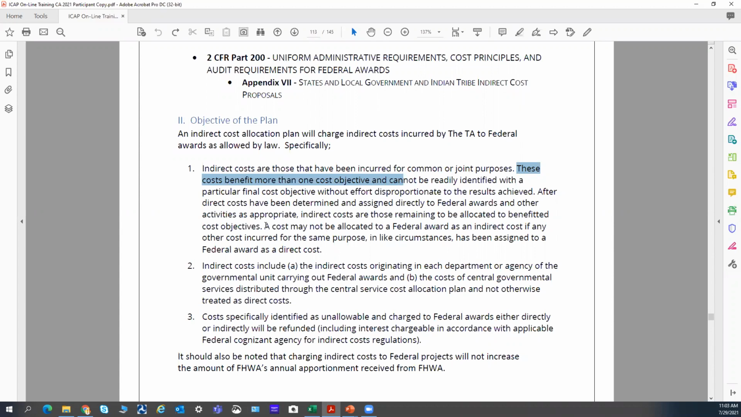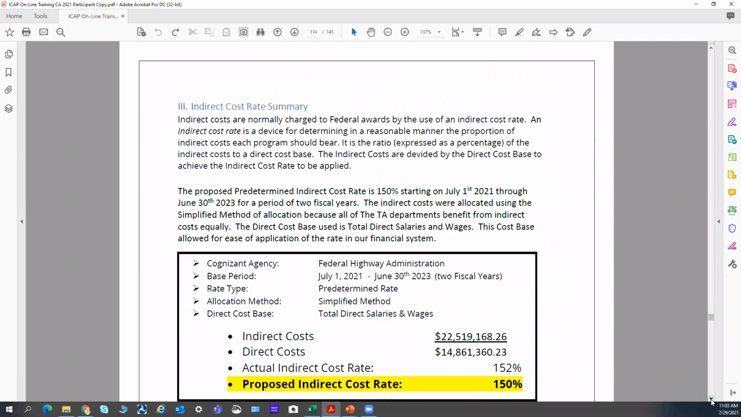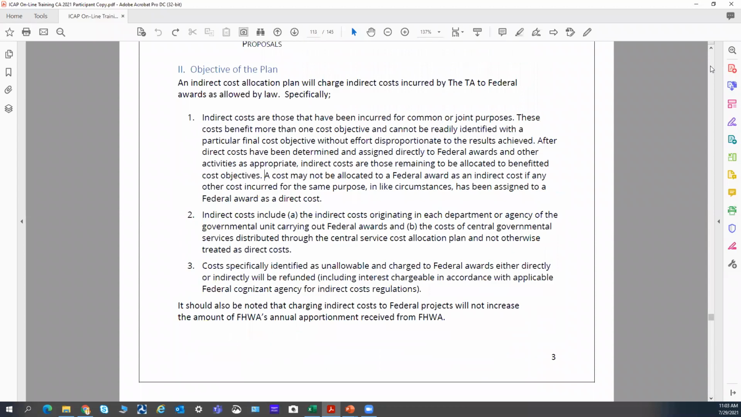This is a good one here. A cost may not be allocated to a federal award as an indirect if any other cost incurred for the same purpose, meaning they can't double or duplicate a cost. It can't be a direct cost already applied to a federal award if it's going to be an indirect cost or in the indirect cost pool. Once again, they recognize that, which is good.